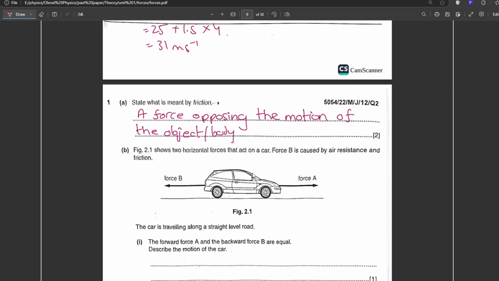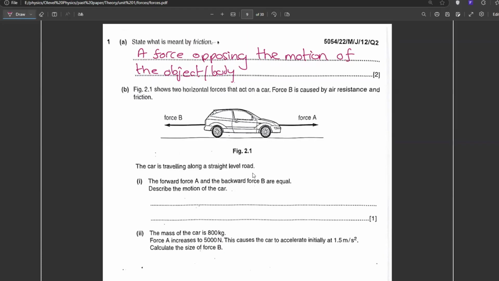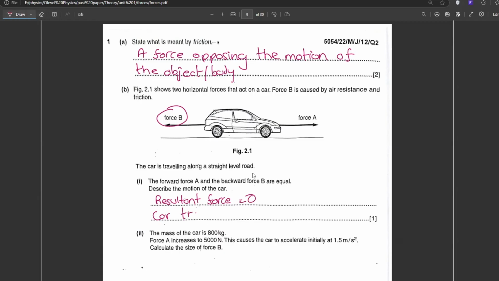Let's further move ahead. Figure 2.1 shows two horizontal forces acting on a car. Force B is caused by air resistance and friction. The car is traveling along a straight level road. The forward force A and the backward force B are equal. Describe the motion of the car. If both the forces are equal, resultant force equals 0. Car travels at a constant speed. Simple.